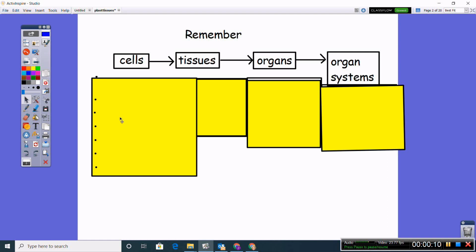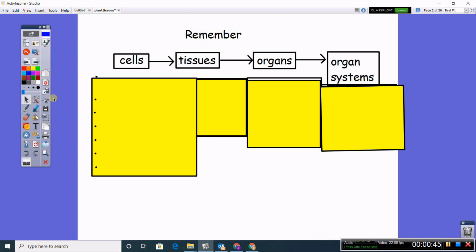So I figured we would start off with a little bit of an overview. If you remember your levels of structural organization, you'll remember that atoms make up molecules, molecules make up cells, cells make up tissues, tissues make up organs, and organs make up organ systems. So what I'm hoping is that over the next few days, you'll be able to relate those terms to plants, and you'll understand that plants have specific types of cells, and they have specific types of tissues, they have organs, and they have organ systems.